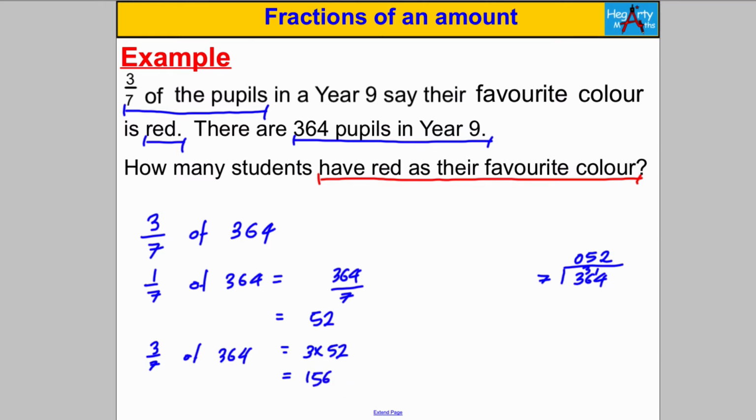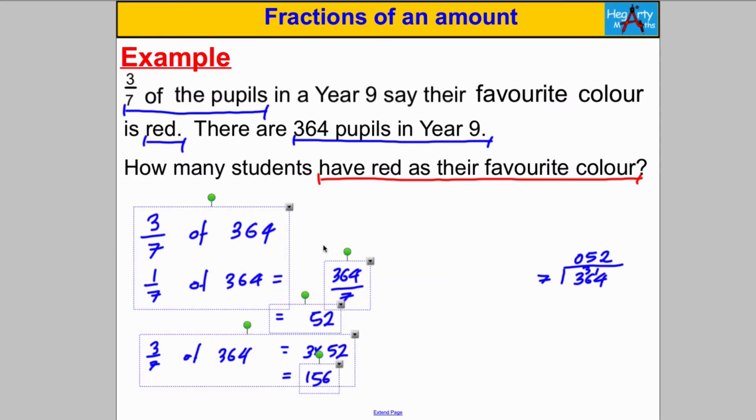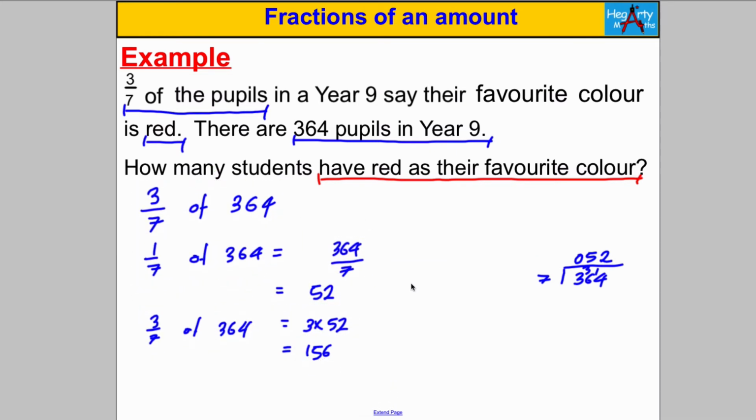Now just take a second to actually answer worded problems. Whenever you get worded problems, make sure you write a sentence back to the examiner or for your homework to state what you found. So there are 156 students in year 9 who have red as their favourite.